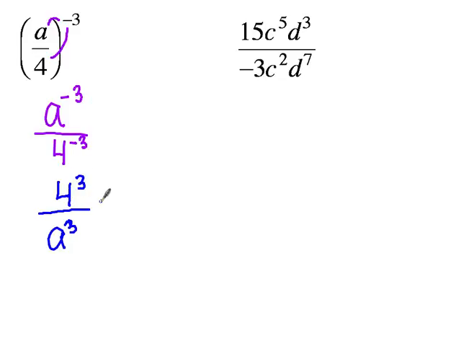You're not quite done yet. Why are you not quite done? Yep, simplify. What is 4 cubed? 4 times 4 times 4. Wow. Close. 64. 64 over a cubed.